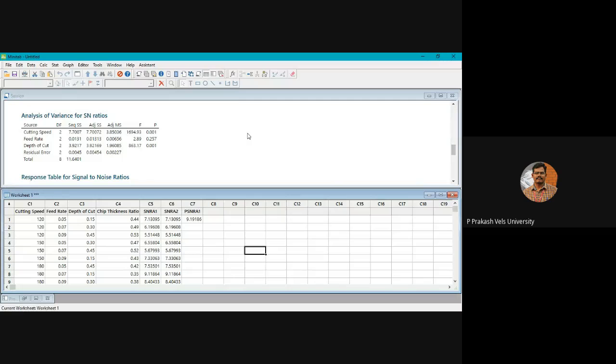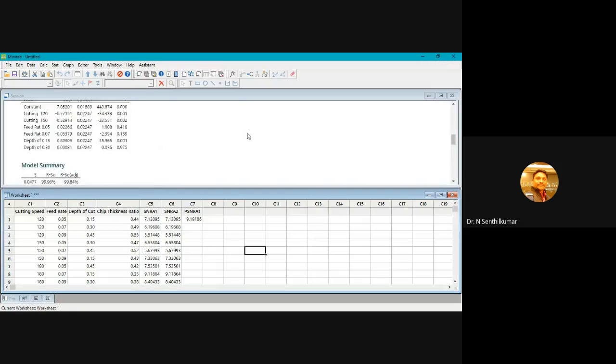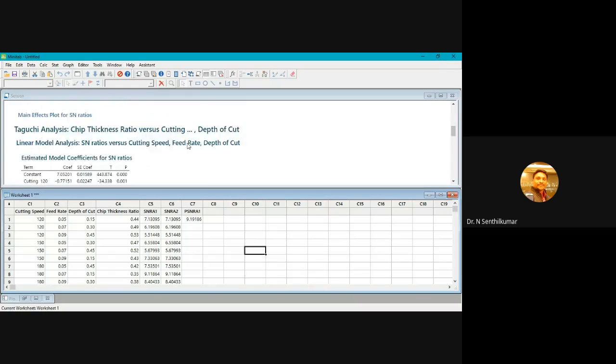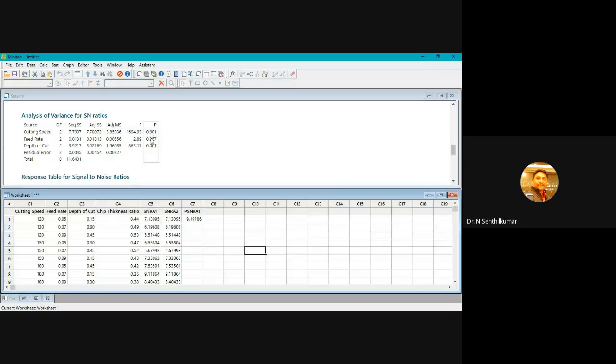Sir, feed rate P value is not less than 0.05. Yes. It is not significant. That's why we are telling that. In that response table also you can see it is the least one. So statistically it is not significant actually. In some cases, p-values will be less than 0.05, but it is not statistically significant. But even though, we can quantify that. In this case, the cutting speed and depth of cut are statistically significant since these two values are less than 0.05.